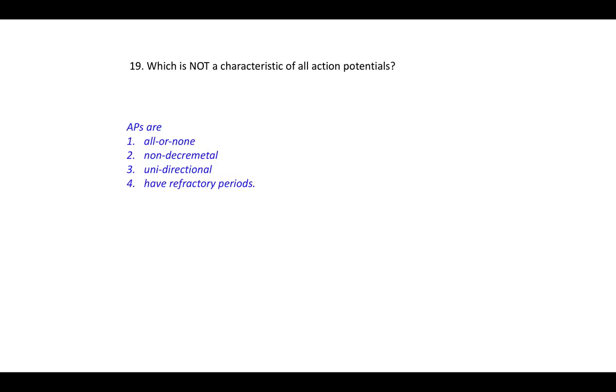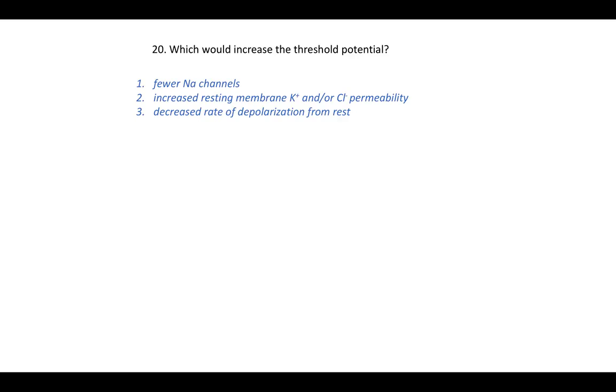Which are not a characteristic of all action potentials. So that's my way of saying study the characteristics of all action potentials. These are the characteristics. All APs are all or none, non-decremental, unidirectional, and have refractory periods. So if I were to make a multiple choice question out of this, I would have all four of these or three out of the four, and then I'd have one that would have nothing to do with all action potentials. That wouldn't be a characteristic of all action potentials.